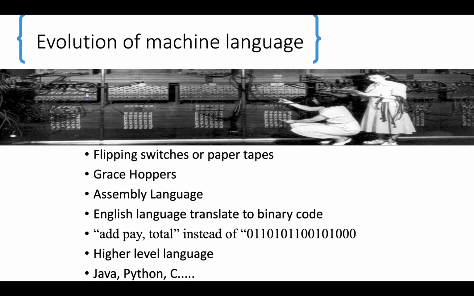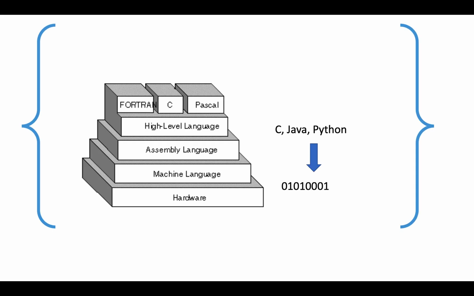And since then, several higher level languages have been developed, for example, Java, Python, and C. I will now show you an example where we have a program in a high level language and we are to convert it all the way down to binary codes.